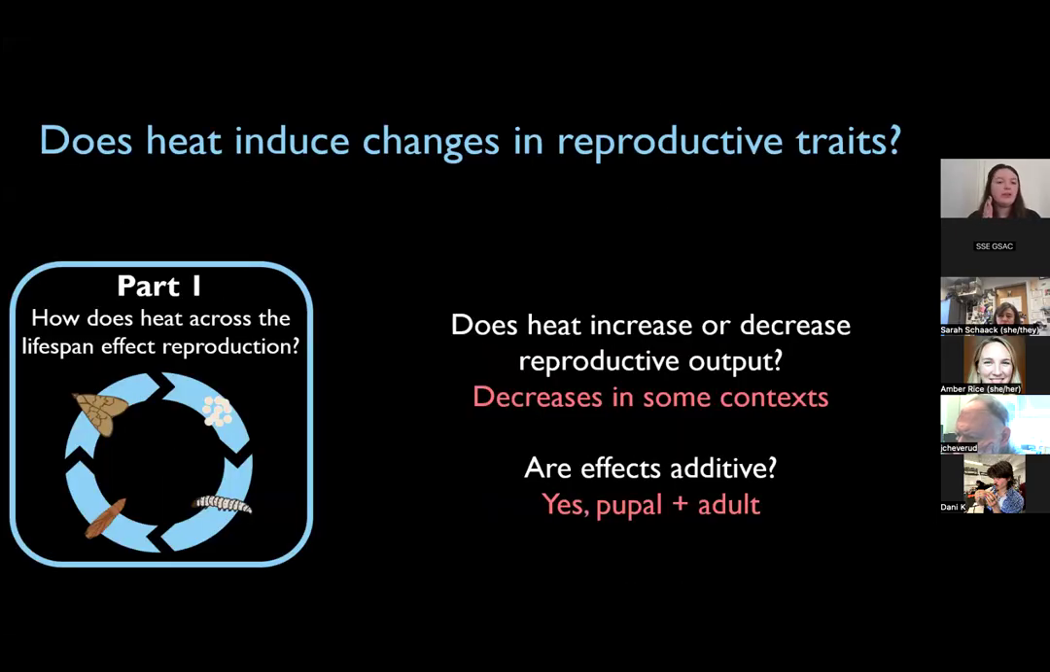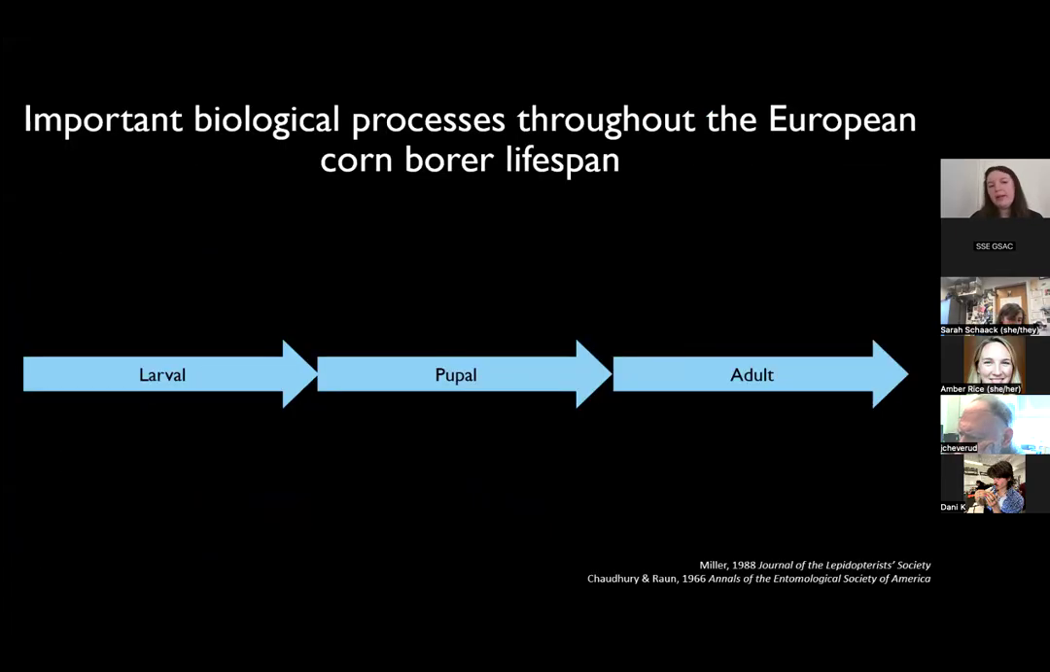And so, yes, heat does decrease reproductive output, of course, only in some contexts. So it does require, as the second question answers, an additive effect. It does require both pupal and adult temperatures to be raised. And so then why might that be? Why does it take an additive effect?